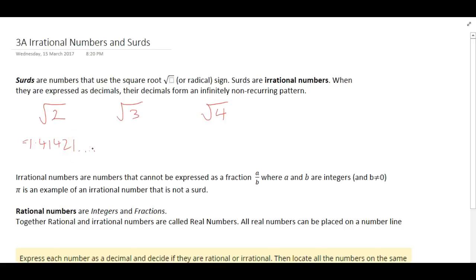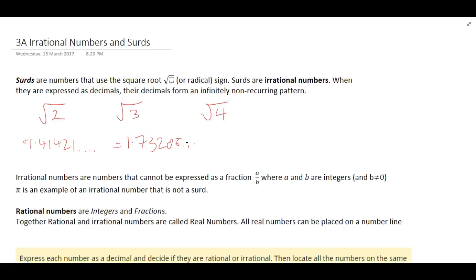That means it's called a surd, or an irrational number. Root 3 is the same. If I do the square root of 3, I get 1.7320 forever and ever. My calculator only goes to 9 or 10 decimal places, but it would go on forever and ever without repeating.